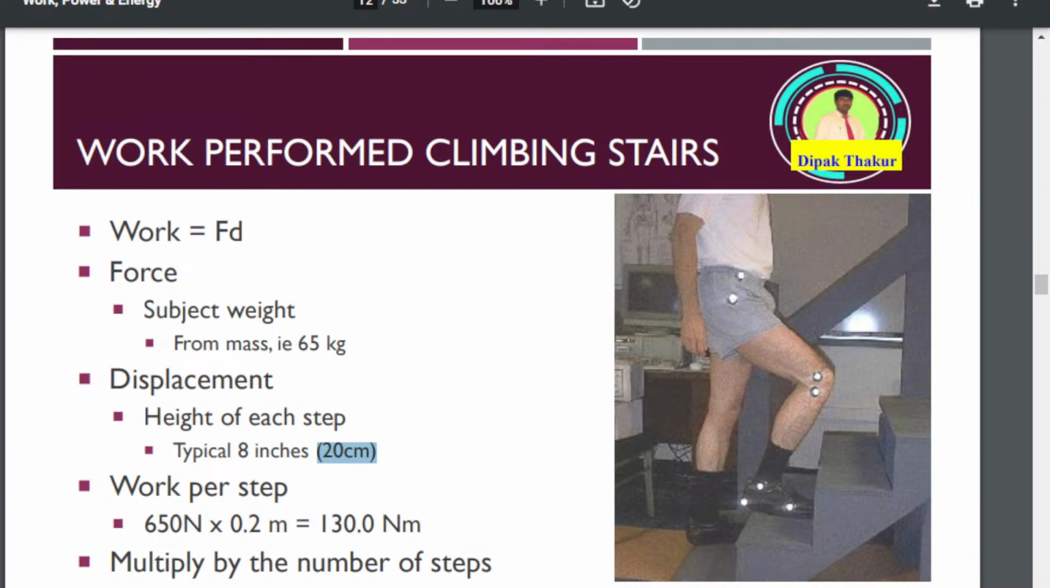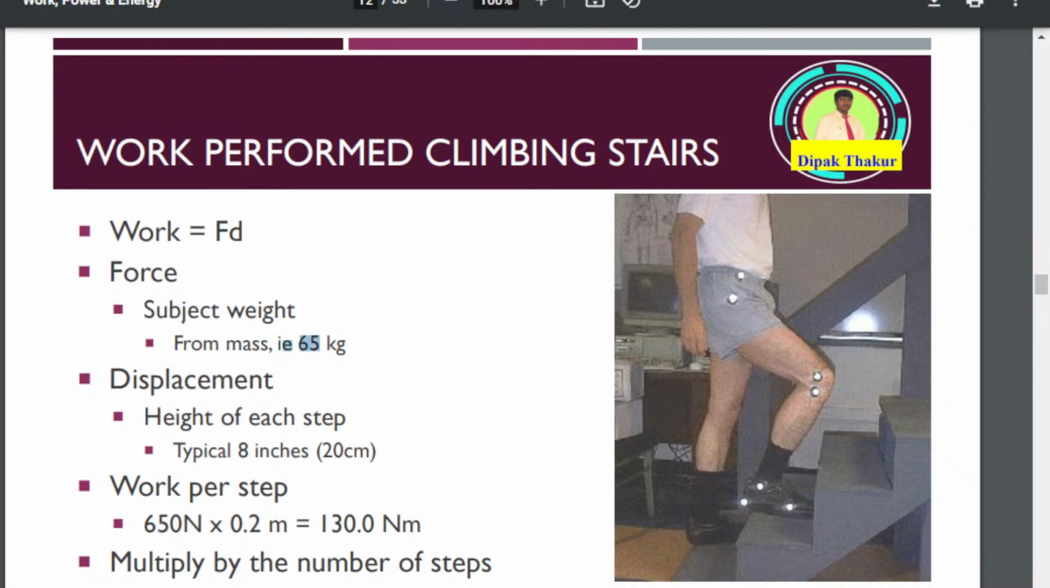Coming to the next, work per step is 650 Newton. Means we are multiplying. How are we getting 650 Newton?